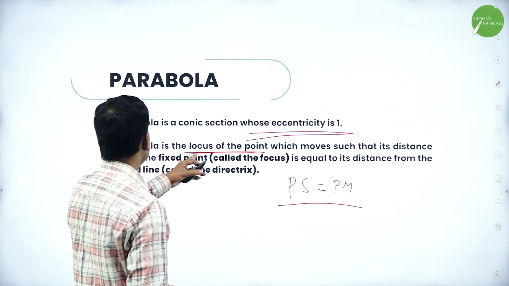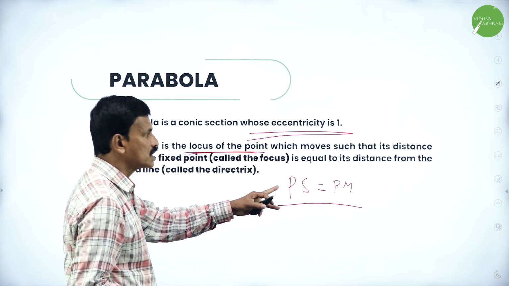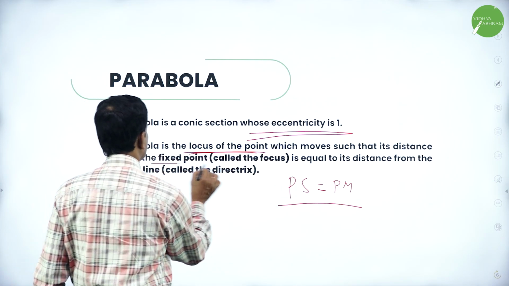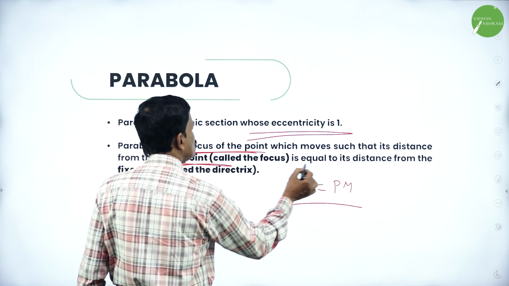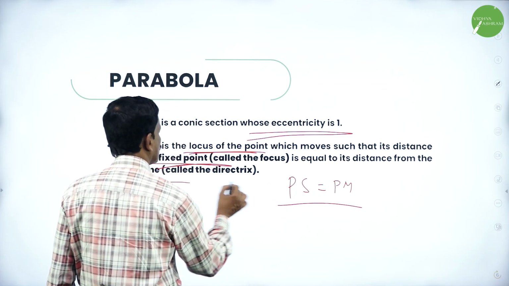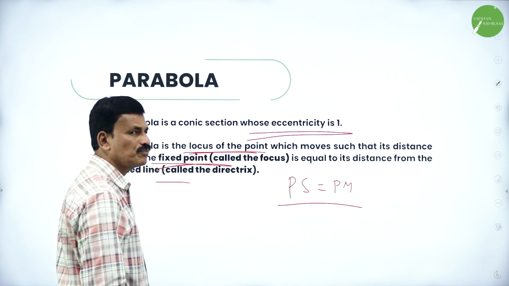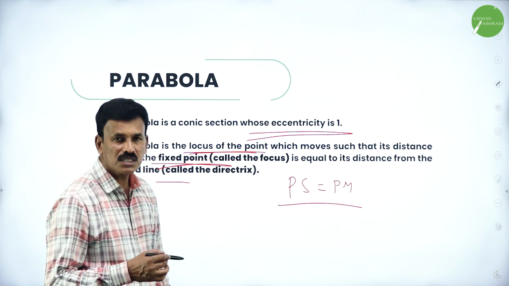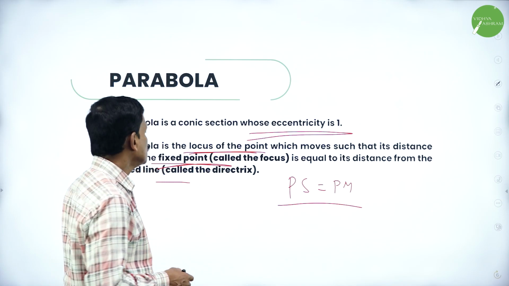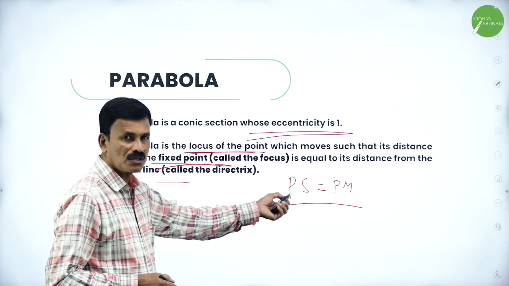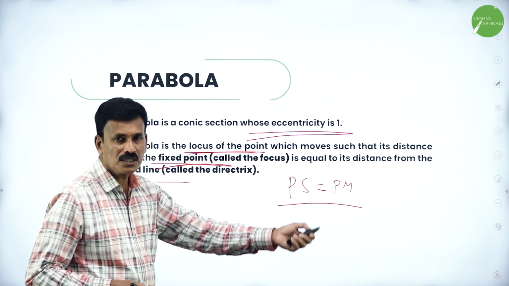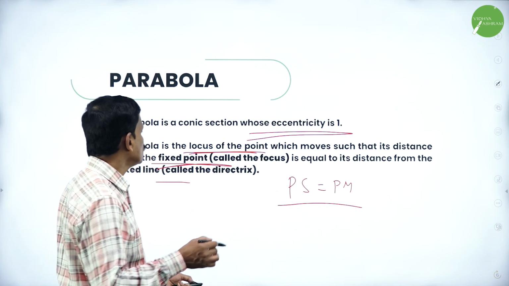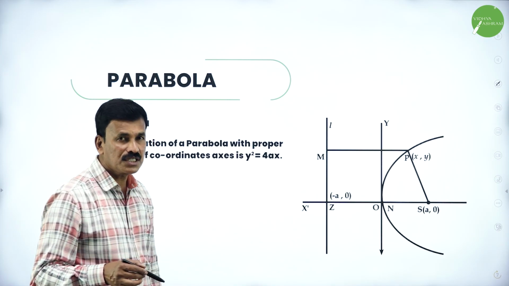So the parabola is the locus of a point which moves such that its distance from the fixed point, that is the focus, is equal to the distance from the fixed line, that is the directrix. PS is equal to PM is the definition of the parabola. Now by knowing this, let us derive the equation.